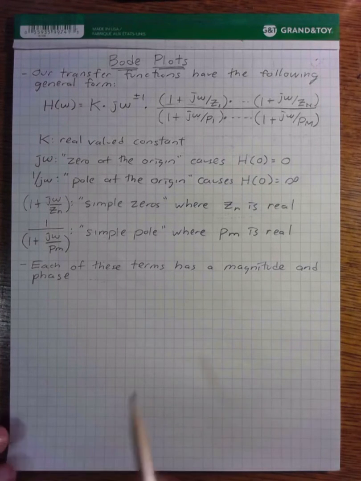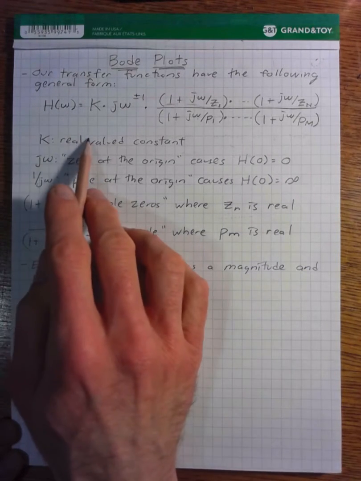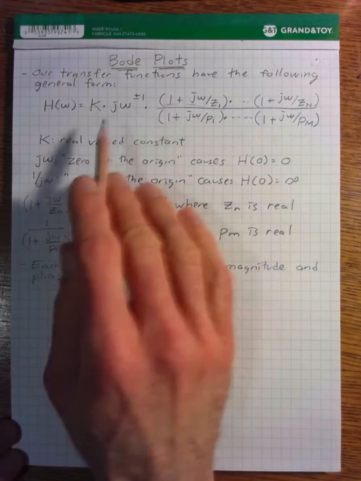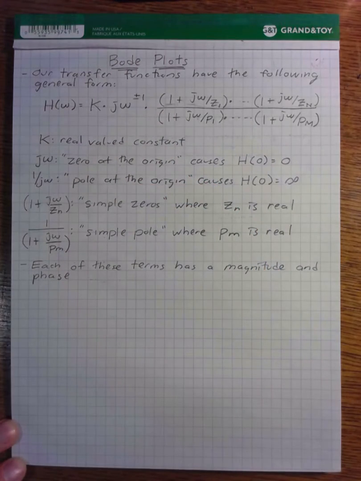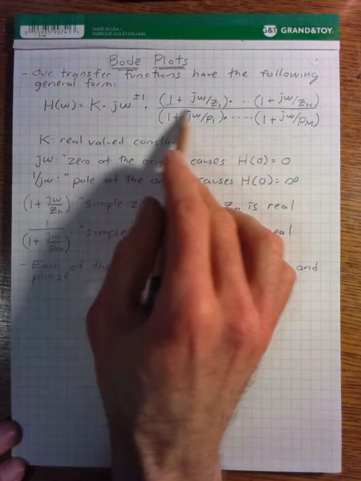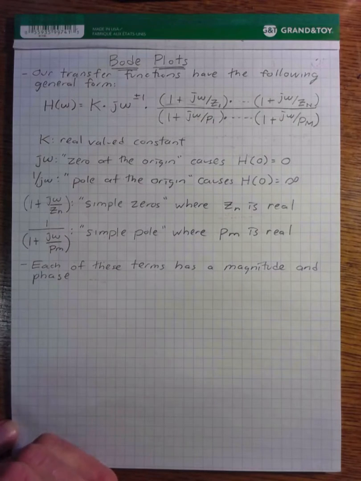So in general, this transfer function is a complex valued function, right? So we've got an imaginary number here, we've got a real number here, so it's going to be a complex number. And that means that H of omega has a magnitude and phase, and also that each one of these individual terms that make up H of omega have a magnitude and phase as well.